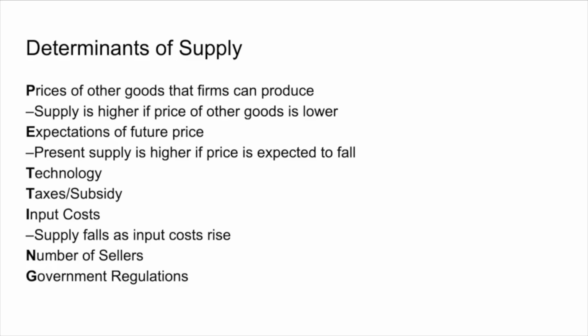Taxes and subsidies. Taxes mean that some of the profit that firms make has to go to the government, and that would decrease the supply because now firms have less incentive since they make less profit, whereas subsidies mean that the government gives the firm money for producing the good, and that would increase the incentive to produce and therefore the supply. Input costs: supply falls as input costs rise because if it's more expensive to produce, then firms will produce less. Number of sellers: if there are more sellers, then there would be more supply. And finally, government regulations. If there are more regulations, firms would face less profit, which would decrease the supply.